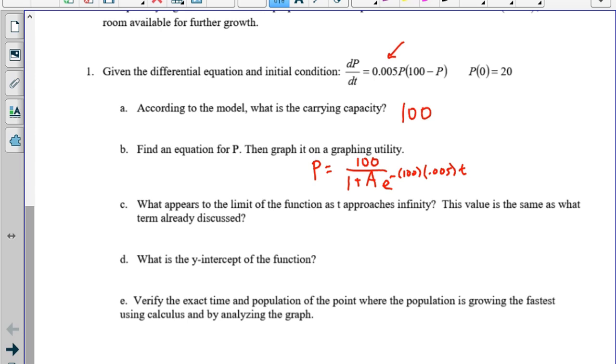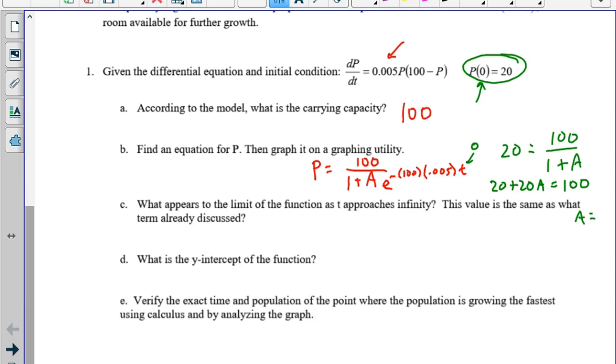We have to solve for A. The good news is they gave us an initial condition, and not only is that good news, it's really, really good news because they actually give us what happens when t is 0. So when t is 0, that means P is 20. So I have 20 equals 100 over 1 plus A times e to the 0. Notice that when t is 0, that whole thing becomes e to the 0. e to the 0 is 1, so it ends up being pretty simple. I multiply 1 plus A over to the other side, and then I distribute, so I get 20 plus 20A equals 100. If I subtract 20 and divide by 20, I get A equals 4.